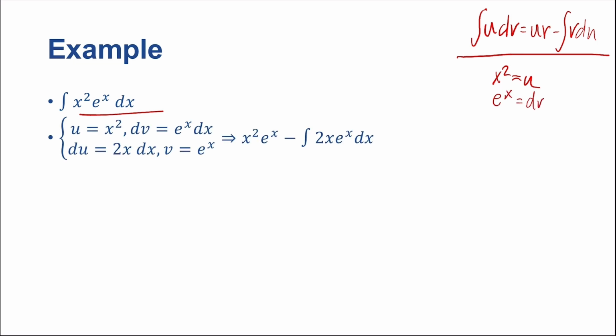So let's have a look at our bracket. We're going to set u equal to x squared. That means du becomes 2x dx. dv is going to be equal to e to the x dx, and v will then be e to the x, because when we integrate e to the x, it stays as e to the x. Okay, so now when we plug this in, we do uv, so that's going to be x squared times e to the x. Then we also do v du, so that becomes minus the integral of 2x times e to the x dx.